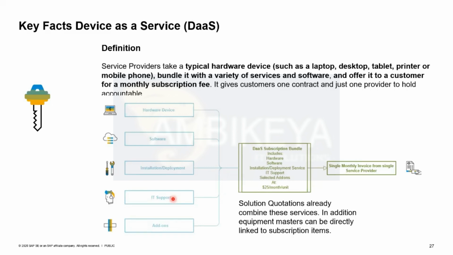So devices as a service is a feature which is mainly for SaaS customers, where the device comes with a subscription fee, but the customer as such needs to worry only about this one contract and its subscription. But the complete life cycle or any maintenance of the device, everything will be managed by the service provider himself. To support this scenario, we have developed equipment integration in 2020 FPS 00.